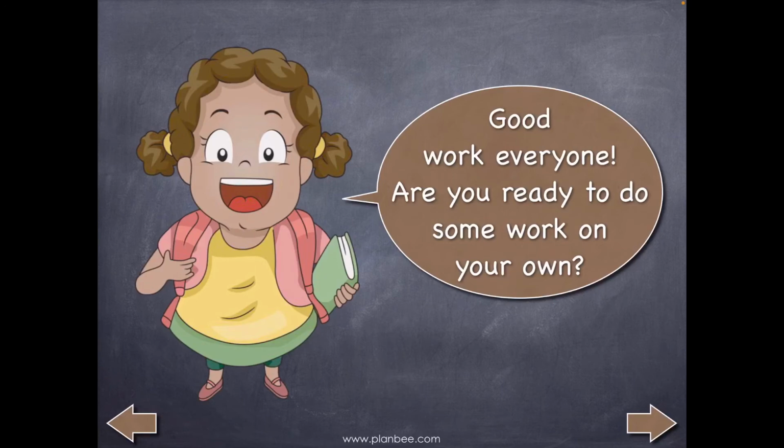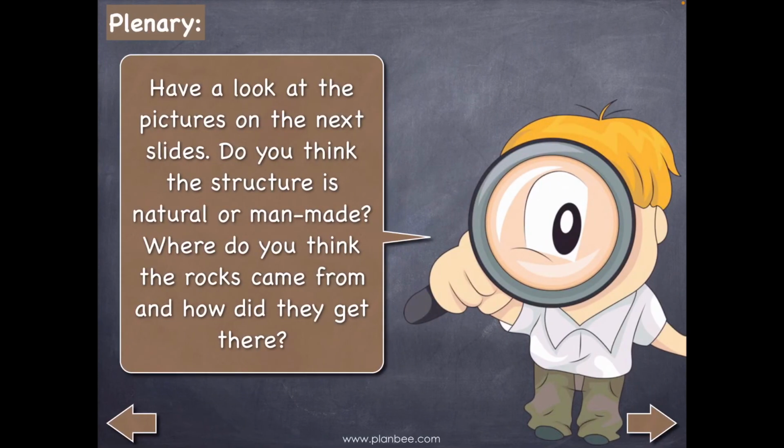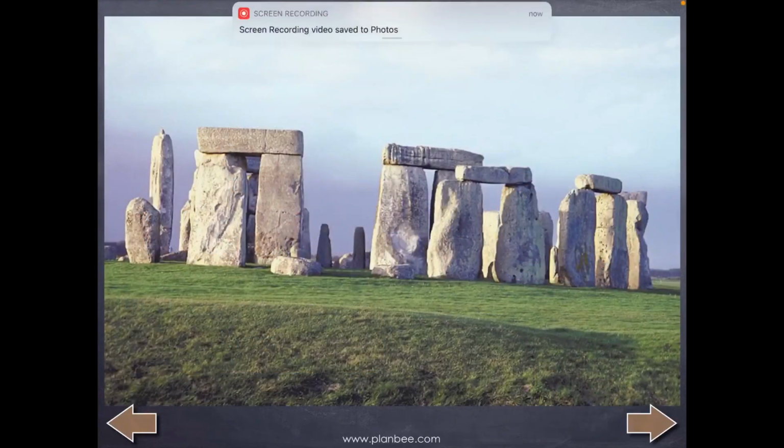Okay, good work, guys. We are going to have a look at some interesting historical rocks. So we're looking at the next picture, and you have to think, is the structure natural? Is it man-made? Where do you think the rocks come from, and how did they get there? Here is a very famous example of how rocks have been used by people throughout history. Does anybody know the name of this famous historical site? That's right, this is Stonehenge.